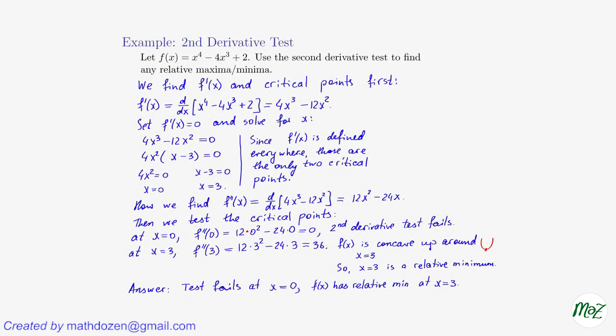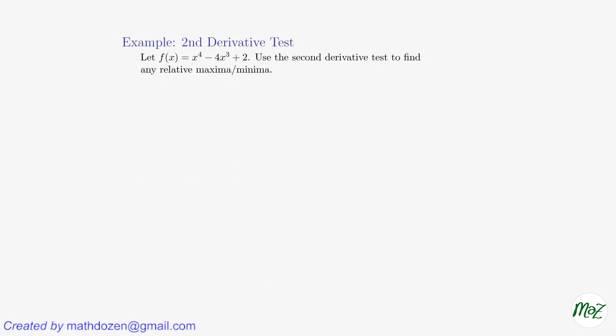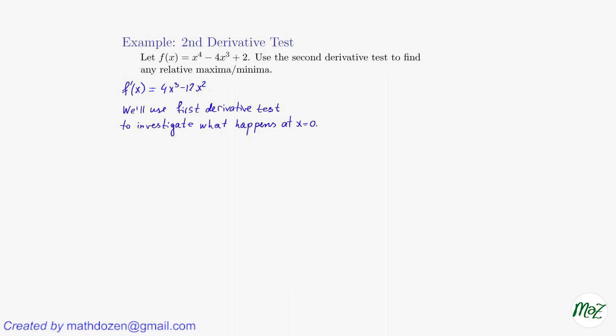Okay, once we completed the second derivative test and figured out that it fails at x equals 0, and there is something that we can definitely say at x equals 3 we have a minimum, we can continue working and actually get a definite answer. So I'll copy the derivative, and we'll use the first derivative test to investigate what happens at x equals 0. So remember, the critical points of this function are x equals 0 and x equals 3. So those are our intervals.